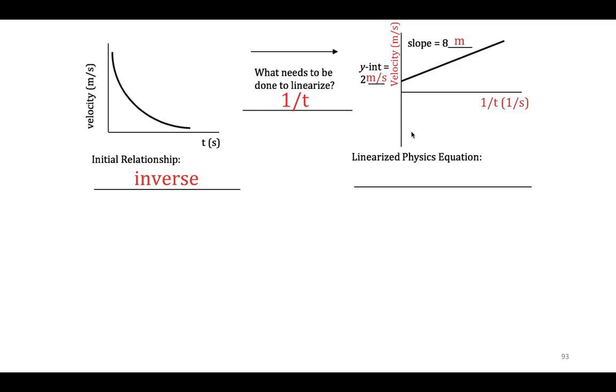Writing your physics equation, you're left with v equals 8 meters, so the slope with the units, times whatever's on your x. So here it's 1 over t. We have to put that in our equation, plus the y-intercept with the units.